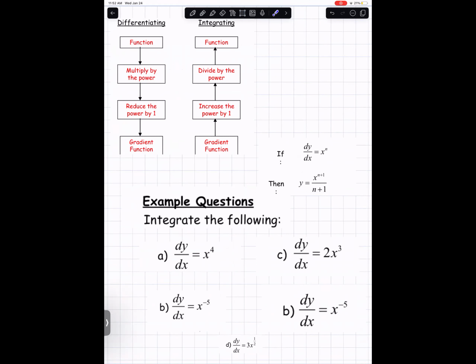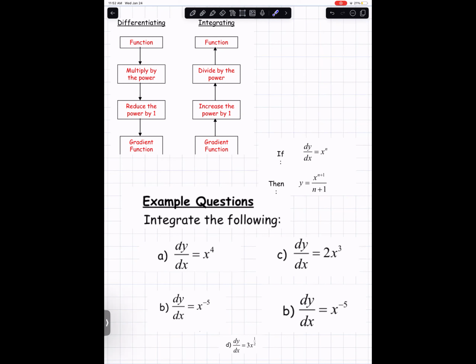So before integration, for the function y equals whatever you're given, you increase the power by 1. This is how it starts. This is the gradient function. Increase the power by 1, then you divide by the power after increasing, then you include your constant. Okay, this is integration in the reverse order. But differentiation comes from here: your function, multiplying, then reducing, and the gradient function.